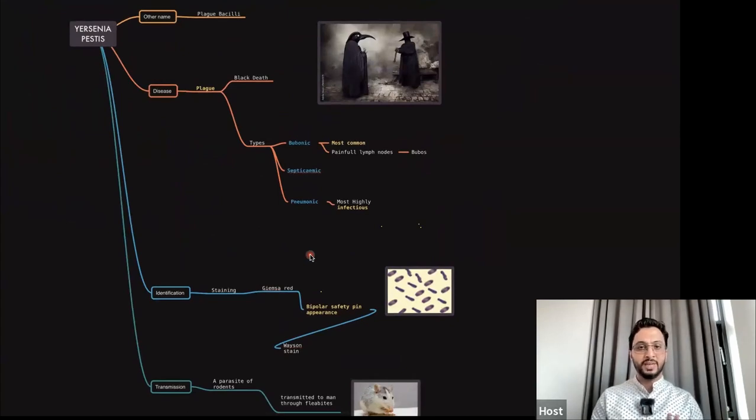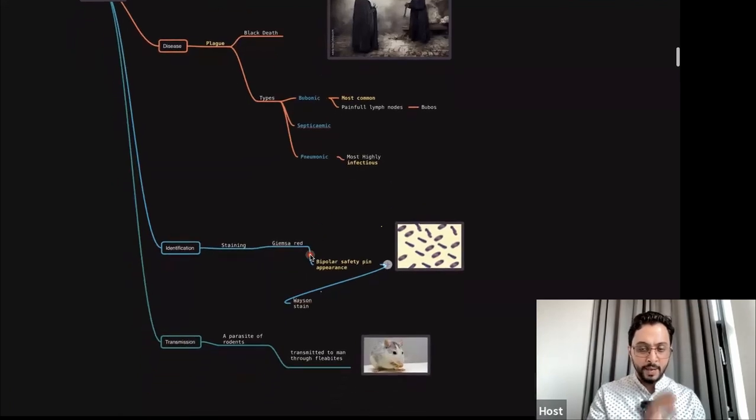These are the most important key points I want to tell you. Yersinia pestis: the key picture that should come to your mind is rat and black death, which is plague. Three types: bubonic, septicemic, and pneumonic. Bubonic is the most common, pneumonic is the most infectious. You identify this bacillus by the bipolar safety pin appearance when you stain it with Giemsa or Wayson stain. Finally, it's a parasite of rodents.